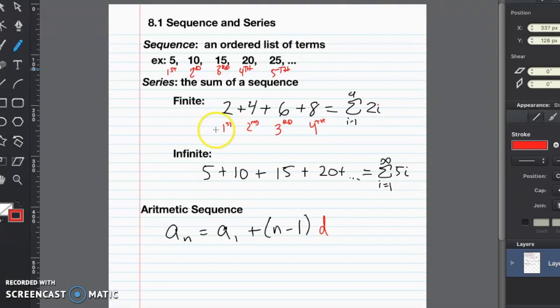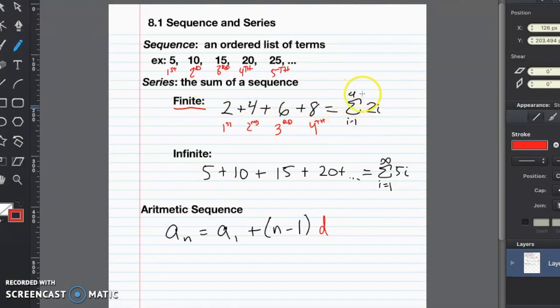So for now, let's talk about the definition of series. It's going to be the sum of a sequence. So we're going to take our list and we're going to add them together. There's two ways I could do that. One of them is going to be finite, right? So a finite series, in this case, has 4 terms only, and we stop the pattern after the 4th term. So first, second, third, fourth.